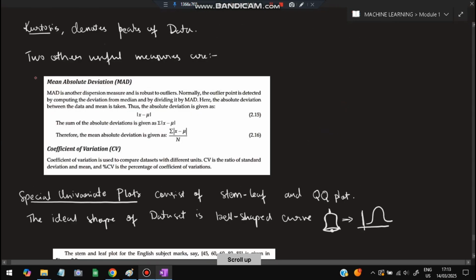Second is kurtosis. Kurtosis means we'll be looking at the peaks of the data. Suppose the data is increasing like this, then increasing like this, and the peaks are here, right? That is the kurtosis of the data. Two other useful measures are there: mean absolute deviation, for which we will use this formula, and the coefficient of variation, CV, which is also used with this formula.